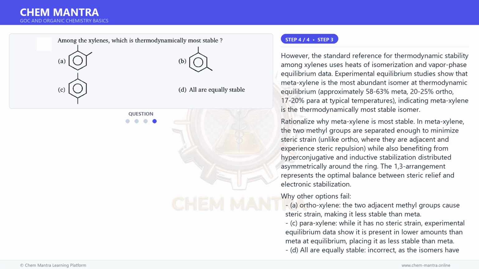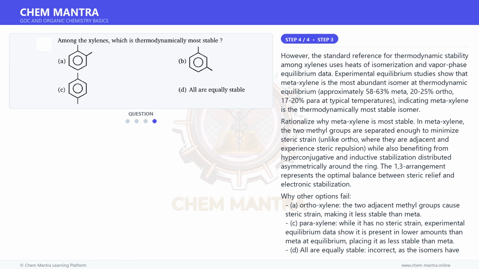And for the final step. However, the standard reference for thermodynamic stability among xylenes uses heats of isomerization and vapor phase equilibrium data. Experimental equilibrium studies show that metaxylene is the most abundant isomer at thermodynamic equilibrium, approximately 58 to 63% meta, 20 to 25% ortho, 17 to 20% para at typical temperatures, indicating metaxylene is the thermodynamically most stable isomer.